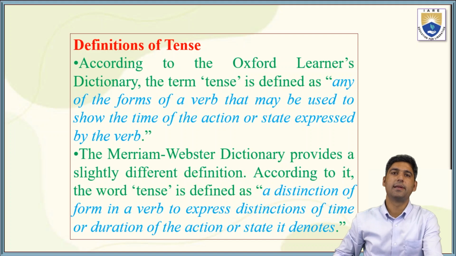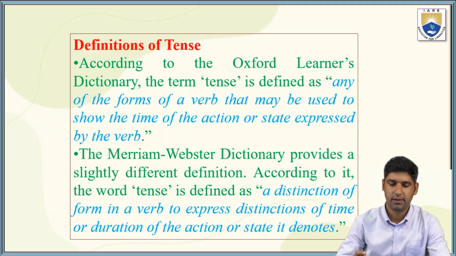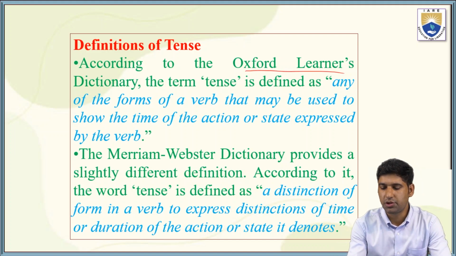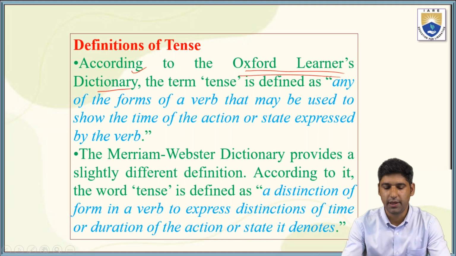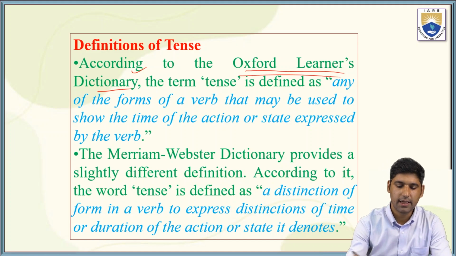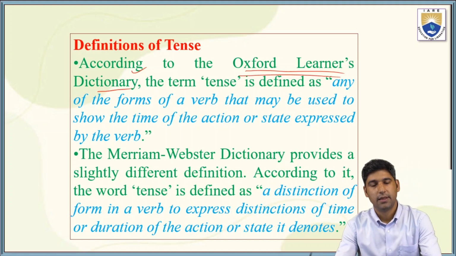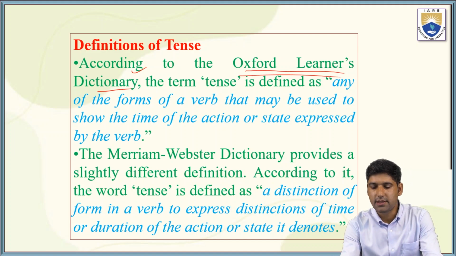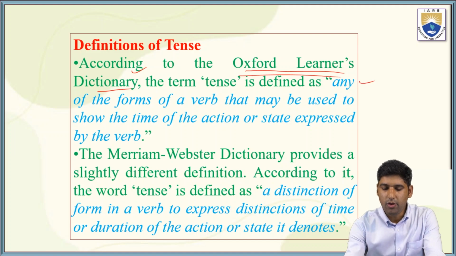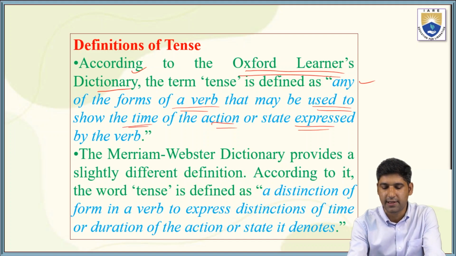Now let's go with some definitions of tense. First, I would like to quote the famous Oxford Learner's Dictionary. What does it say about tense? It defines tense as any of the forms of a verb that may be used to show the time of the action or state expressed by the verb.